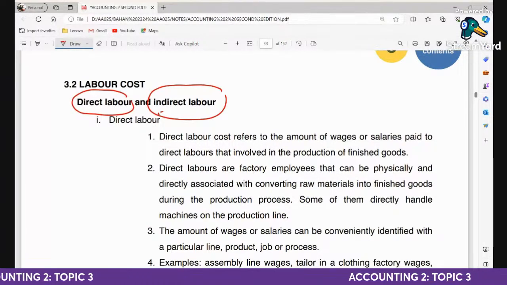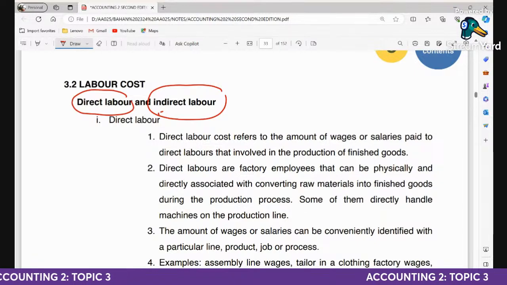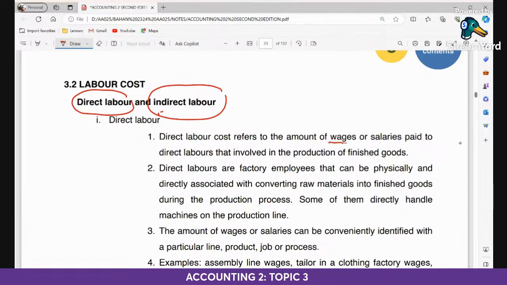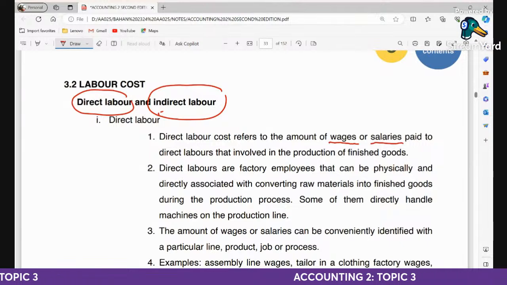So before we discuss further, let's look at the definition of direct labor. As you can see in your notes, direct labor cost is referring to the wages, which is upah, or salaries, that is paid to direct labours.